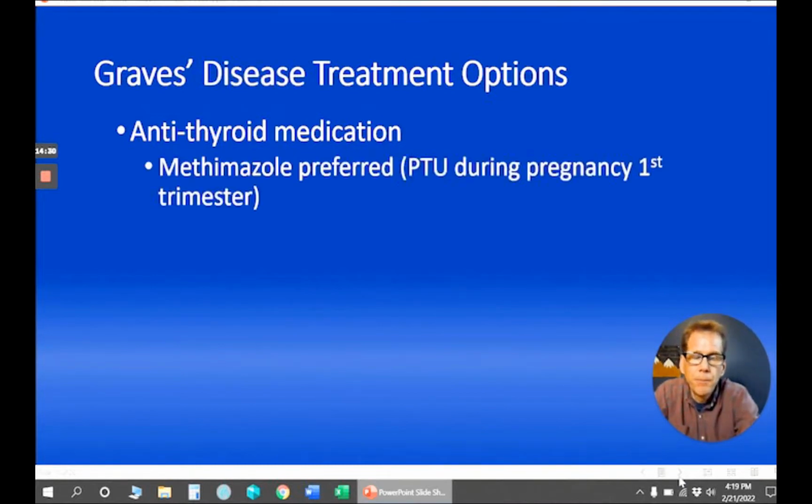Antithyroid medication, almost all of the time we use as the preferred agent one called methimazole. There's another agent, PTU or propylthiouracil. PTU was used for a long time, but it turns out it's associated with, uncommonly, people can have severe liver reactions to this. And for that reason, we tend to use it only during the first trimester of pregnancy. And that's because methimazole has a rare side effect, or it can affect the baby's skin development during pregnancy.